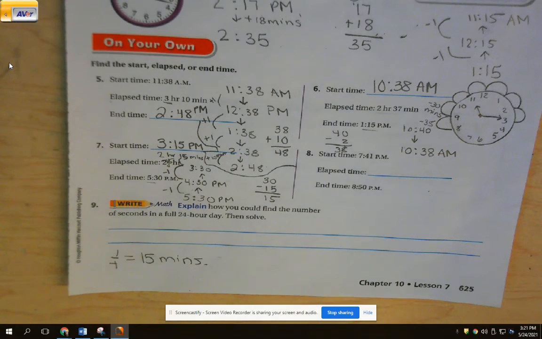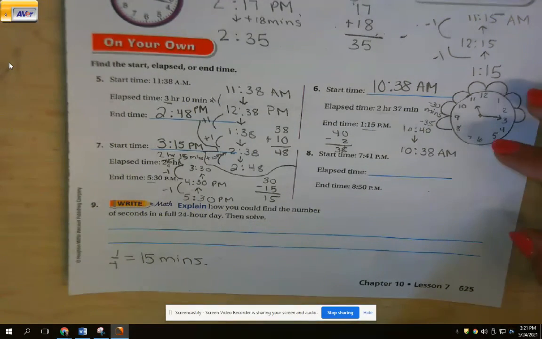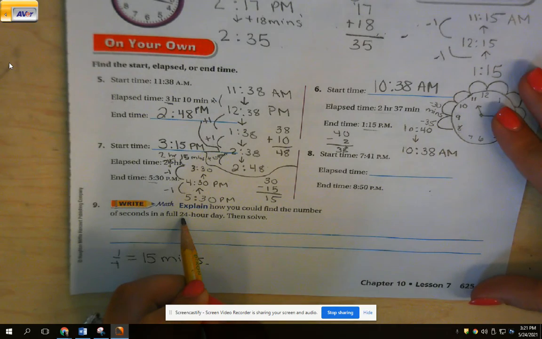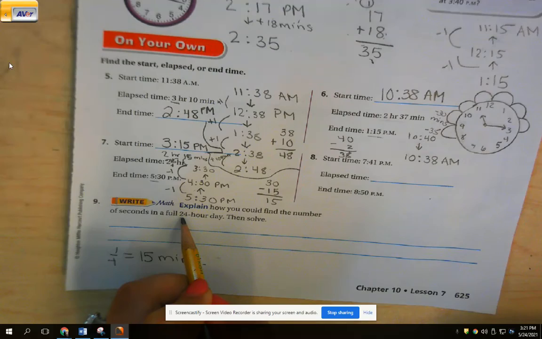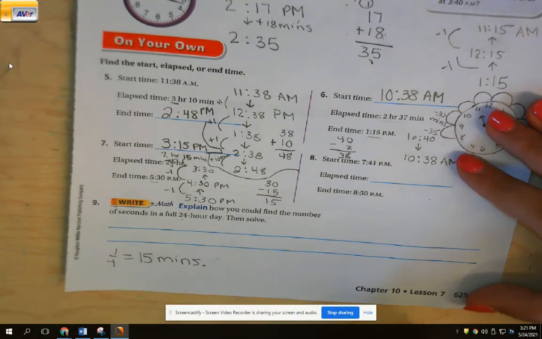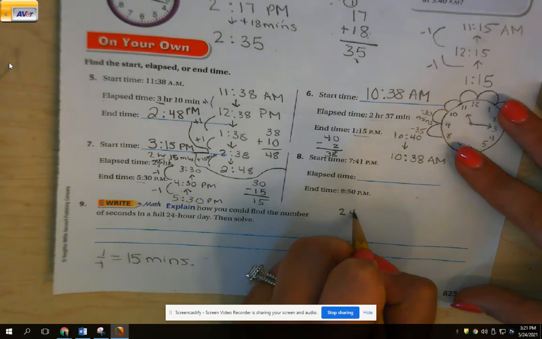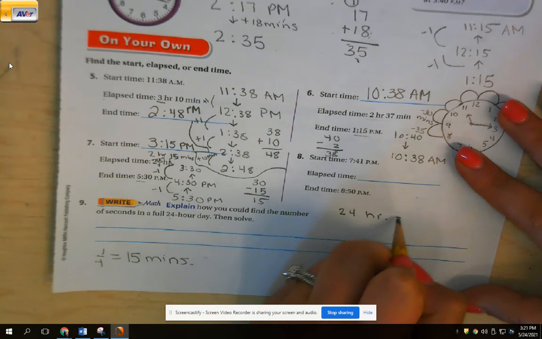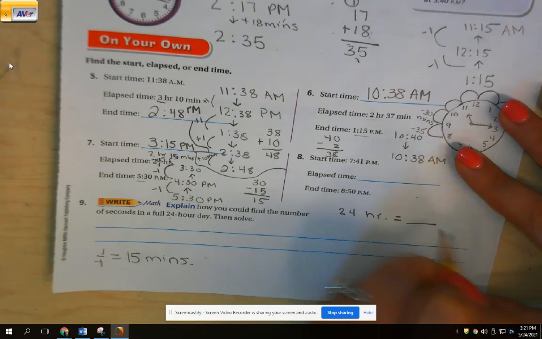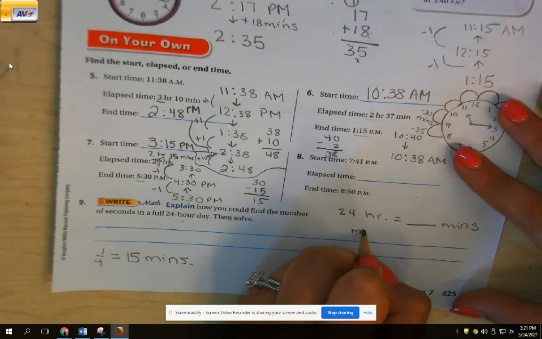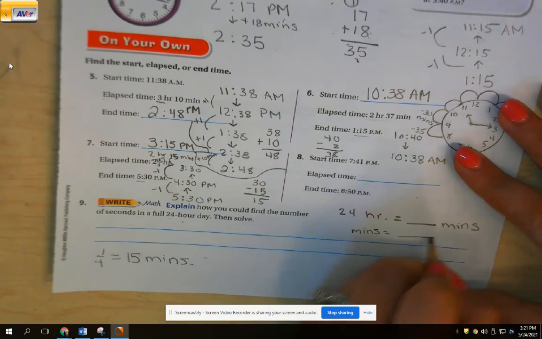All right, I bet you this is going to be a multi-step problem. So let's take what we know. I know that in one day there are 24 hours. So we're going to have to go from hours to minutes first, and then from minutes to seconds.